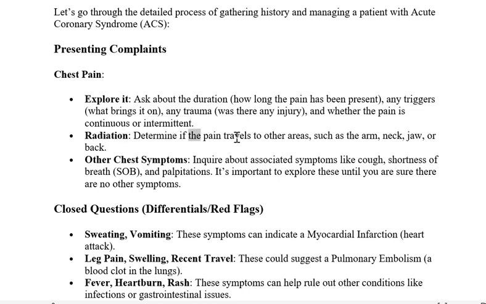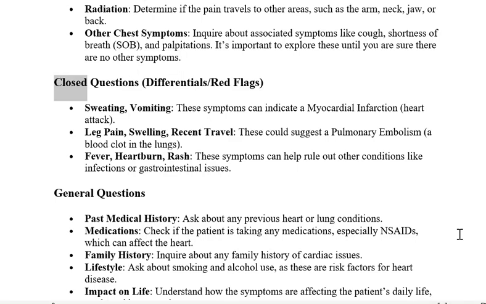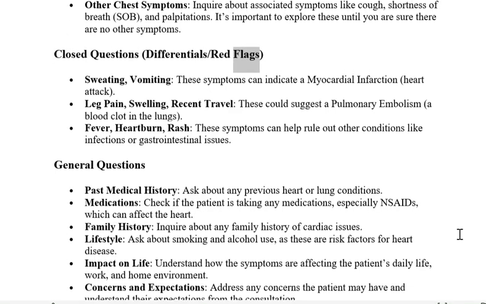Radiation. Determine if the pain travels to other areas, such as the arm, neck, jaw, or back. Other chest symptoms. Inquire about associated symptoms like cough, shortness of breath, SOB, and palpitations. It's important to explore these until you are sure there are no other symptoms. Closed questions, differentials, red flags.